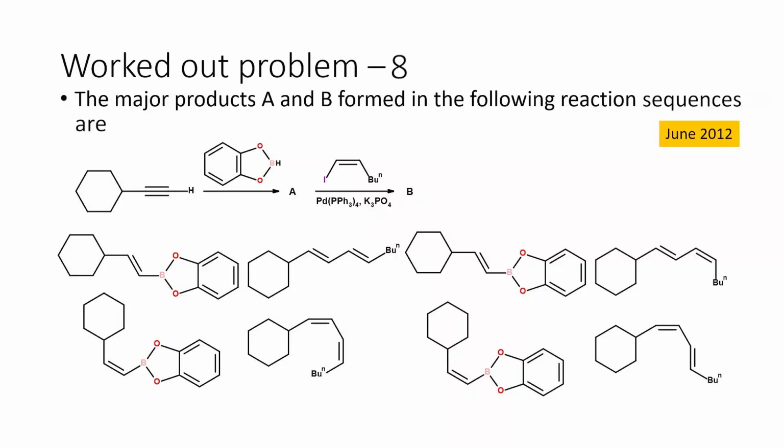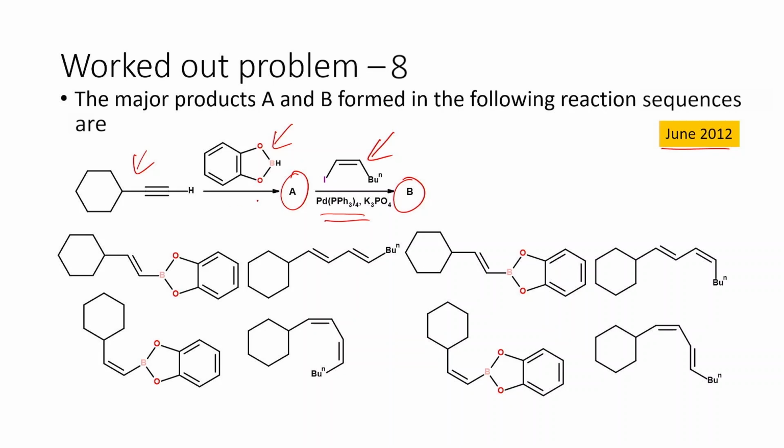So this is the next reaction. Here the major products A and B formed in the reaction sequence are asked, and this question was asked in June 2012. We have a terminal alkyne given, and we have a boronic acid derivative, catechol borane, and these two react to give intermediate A. That intermediate then reacts with a vinyl iodide in the presence of a palladium catalyst. So these are the 2 things that are given.